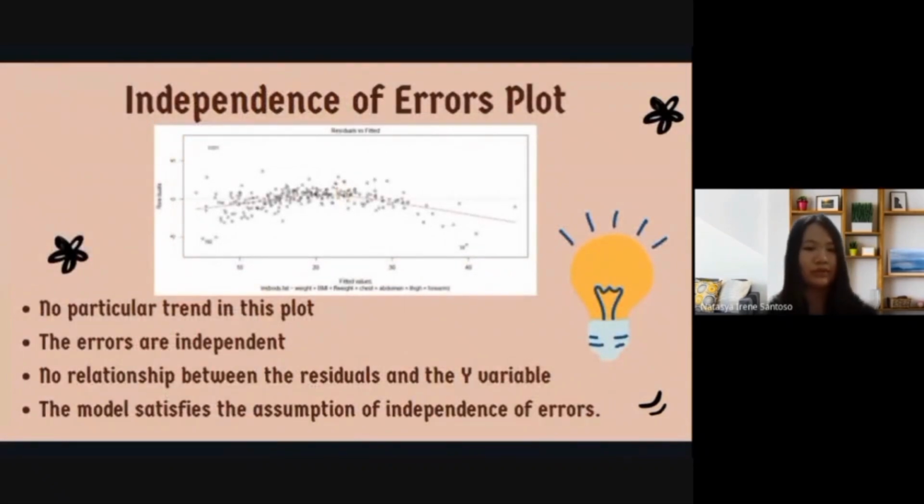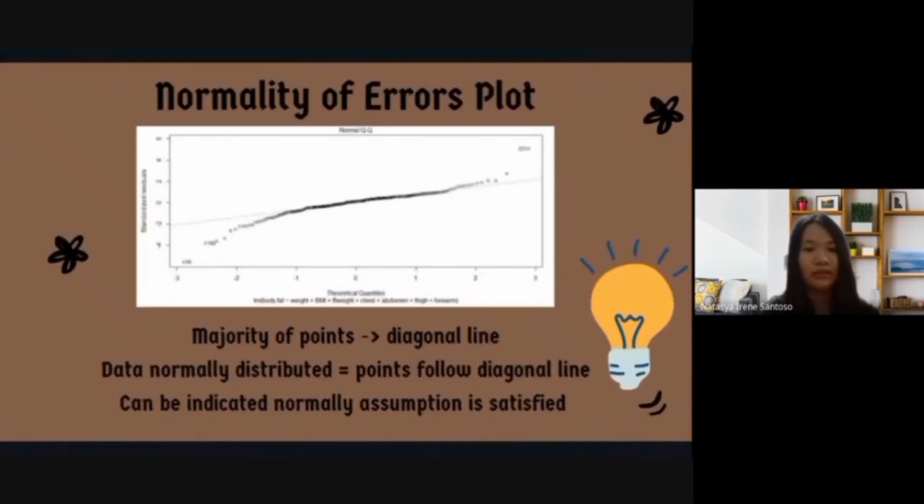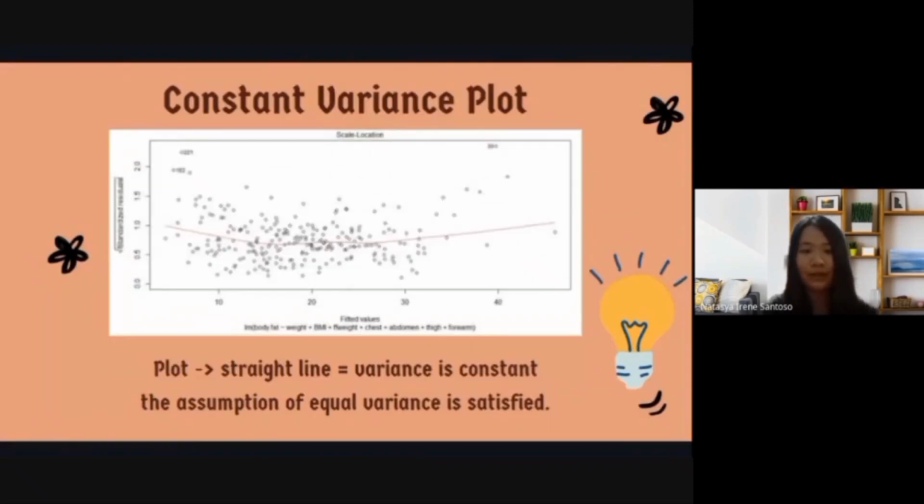There is no particular trend in this plot, so the assumption of independence of errors is satisfied. The majority of the points are located on the diagonal line. Thus, we can indicate that the normality assumption is satisfied. The plot shows a straight line. Therefore, the assumption of equal variance is also satisfied.